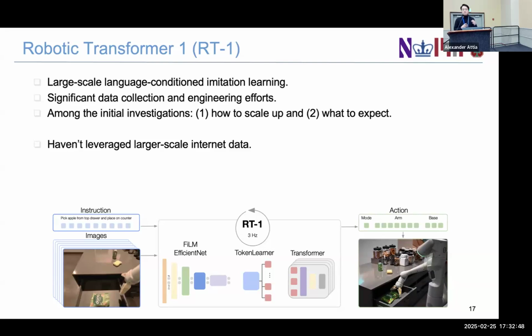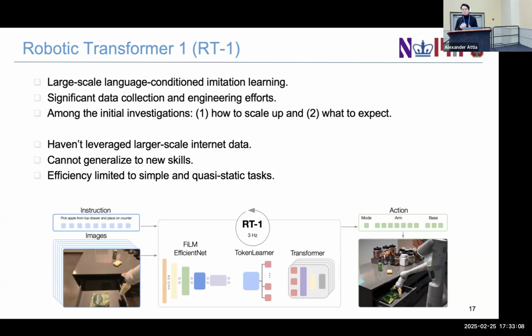So that type of knowledge from this internet-scale data hasn't really been incorporated in this kind of training process. And also, because of the data size, it still cannot generalize to new skills. You can only do very basic skills like pick and place, or pick and pull to open some drawers.